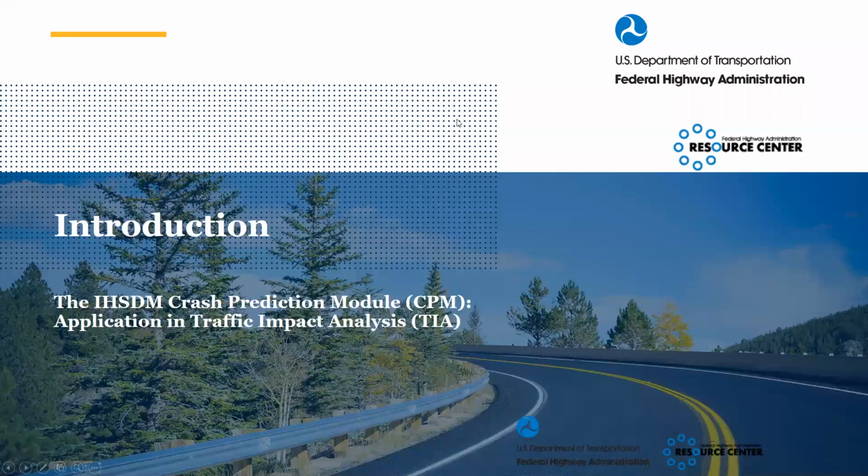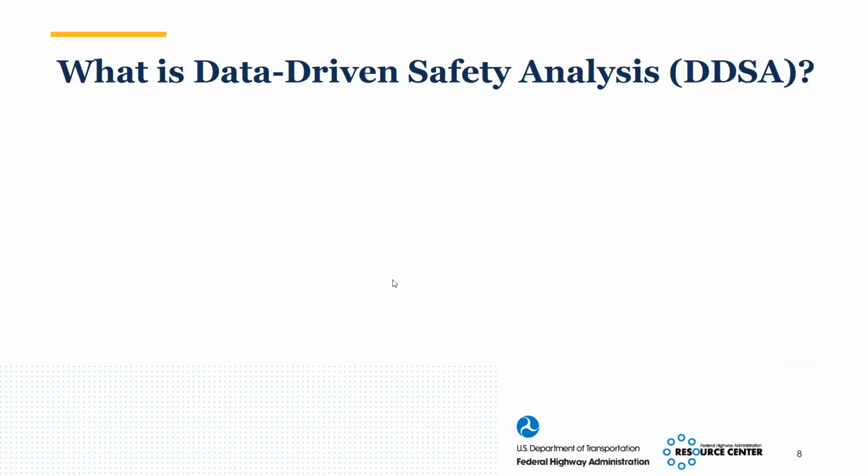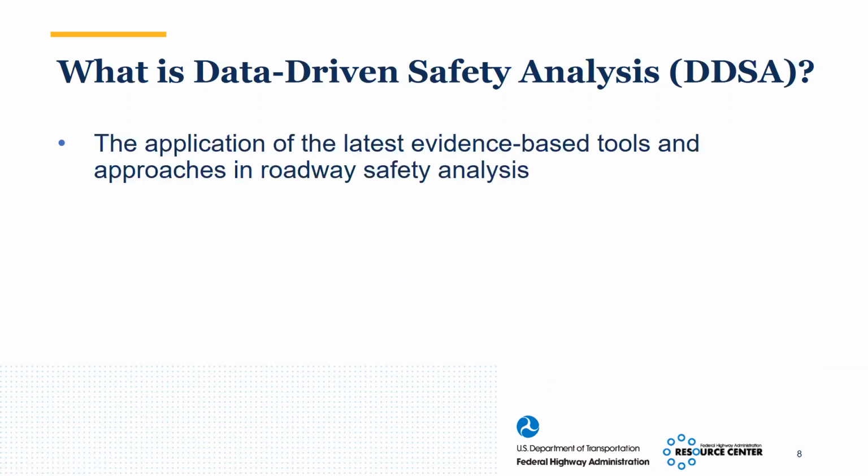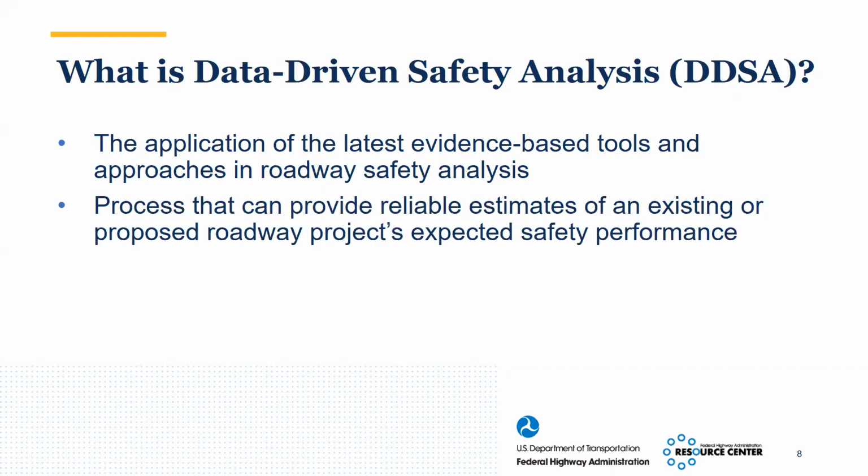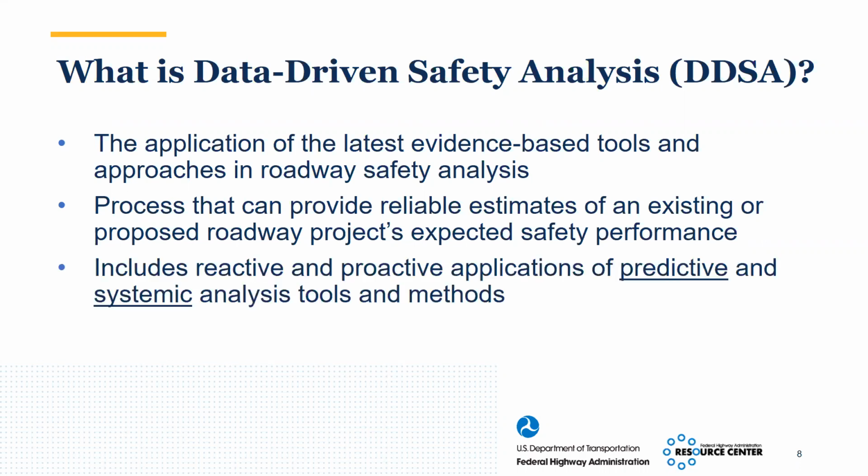So I'd like to cover some introductory items here as we get into things. What do I mean by data-driven safety analysis and how it can be part of our lives using IHSDM? DDSA is the application of the latest evidence-based tools. It's meant to provide a reliable estimate that we can use to examine existing and proposed safety performance. And data-driven safety analysis is not just, say, the Highway Safety Manual Part C. It really is meant to be reactive and proactive applications of both predictive and systemic safety.